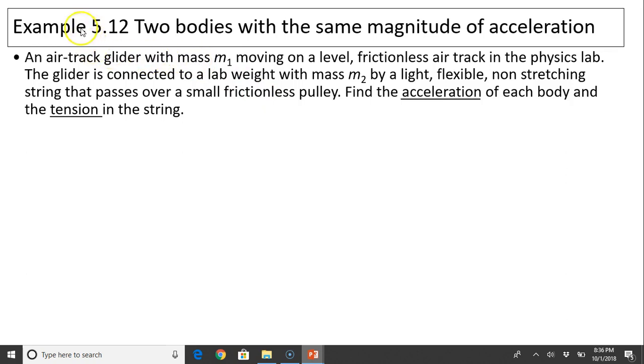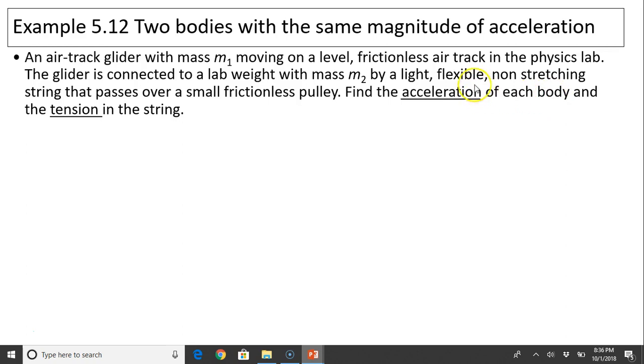Let's take a look at another example, two bodies with the same magnitude of acceleration. An air track glider with mass m1 moves on a level, frictionless air track in a physics lab. The glider is connected to a lab weight of mass m2 by a light, flexible, non-stretching string that passes over a small frictionless pulley. Find the acceleration of each body.